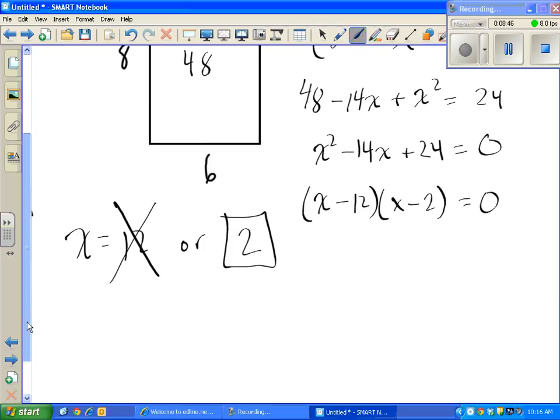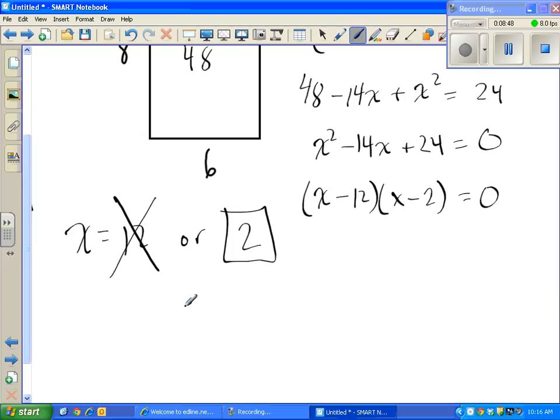So the new dimensions are 8 minus 2, which is 6, and 6 minus 2, which is 4. So 4 by 6 would give me an area of 24. However, the question asks, by what amount should he reduce the photo? So 2 is still my answer. This is the final answer.